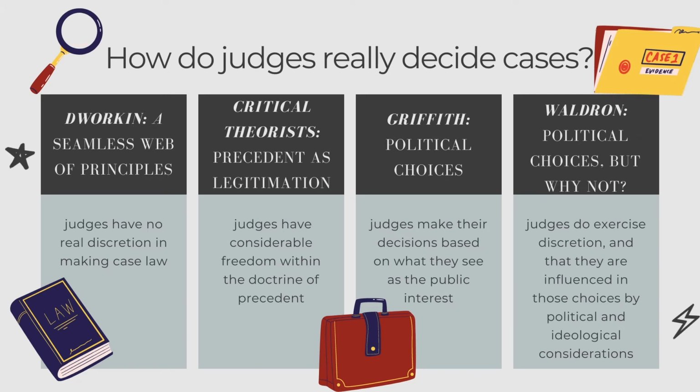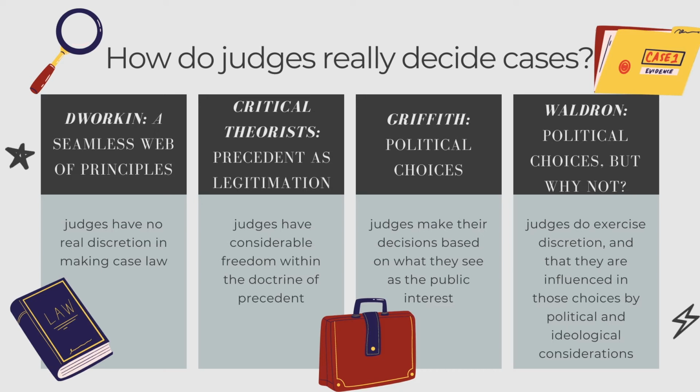The next one is how do judges really decide cases? It is divided into four theories from four different persons. So the first theory is from Dawkins, a seamless web of principle. Judges have no real discretion in making case law. He sees law as a seamless web of principle which supplies a right answer, and only one, to every possible problem.